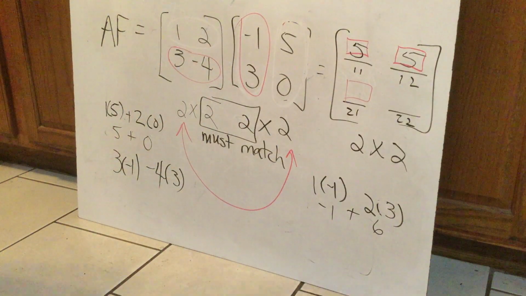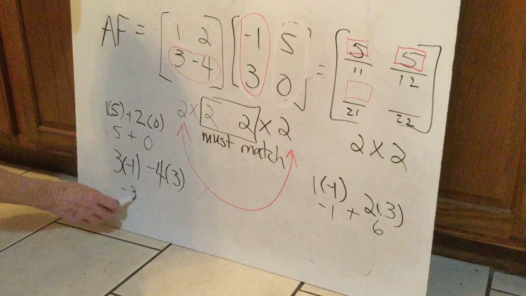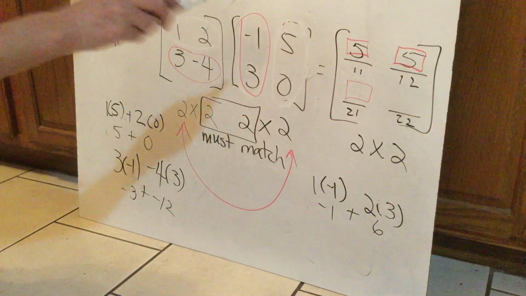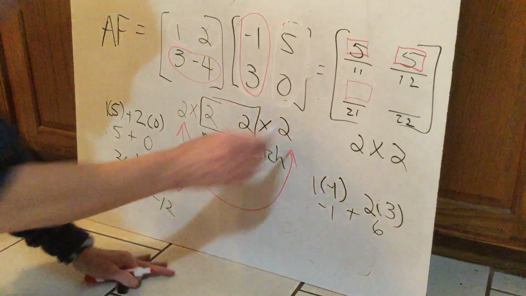Now remember what we do? We multiply these, and we add them together. So what goes in that spot? -15.